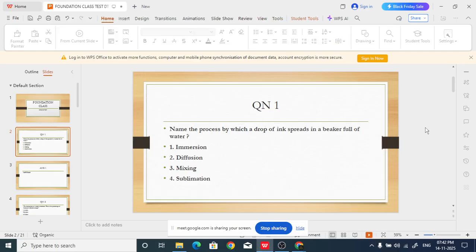Yes, sir. Yeah, name the process by which a drop of ink spreads in a beaker full of water. Immersion means you immerse something in that liquid, that is, the object goes inside the water. Immersion takes place during Ganesh Puja. The Ganesh idols are immersed in the ocean. Yes or no?